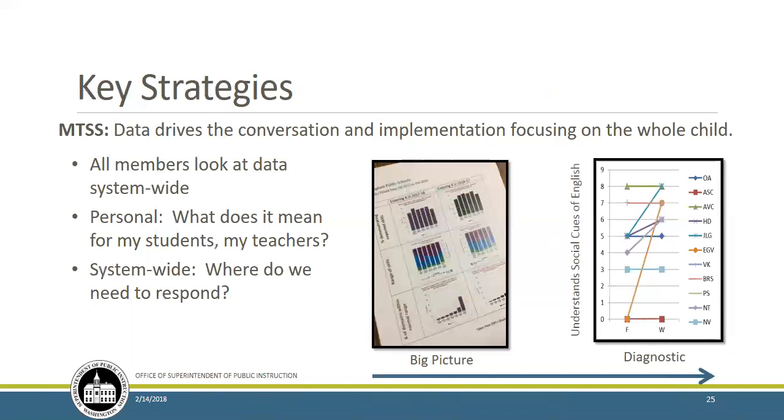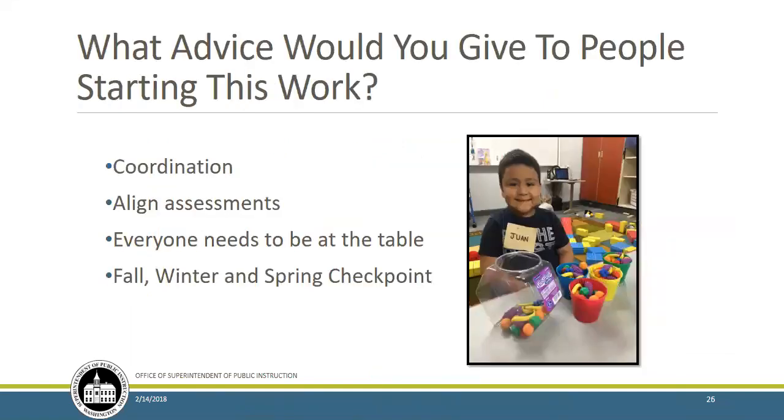What should we do? And so many of our groups are going deeper with the data and asking themselves, what's really going on here for this child? So it's not only asking, for the teacher, what does this mean for me and my students? But we're also asking, how are we supposed to be responding as a system? Go ahead.